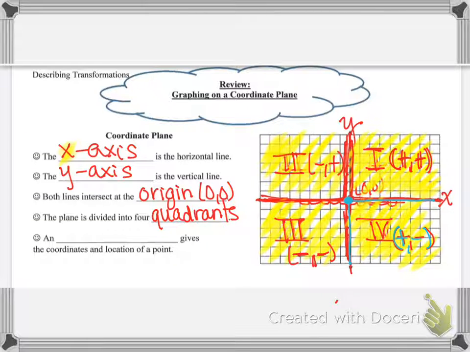Now, we should notice then that an ordered pair gives the coordinates and location of a point. So our last vocabulary word here is an ordered pair gives us the coordinates and location of a point. And our ordered pair will always be in the form of x comma y, because we will always go across the x-axis, forward or backwards, before we go up or down the y-axis.